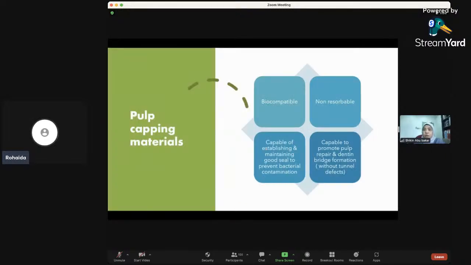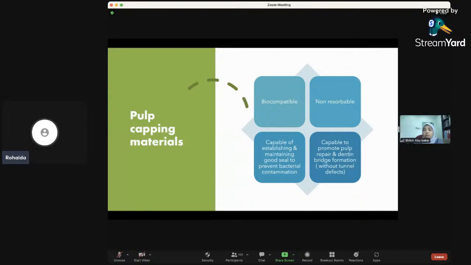Wherever we talk about vital pulp treatment, the option is either an indirect or direct pulp treatment, or partial pulpotomy, either partial pulpotomy or cervical pulpotomy, or what we call full pulpotomy. Other than the tooth being able to be restored, the other main factor is the pulp capping material.